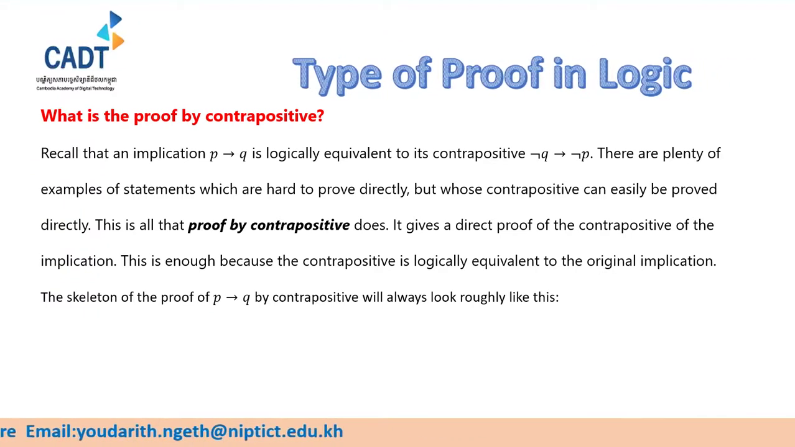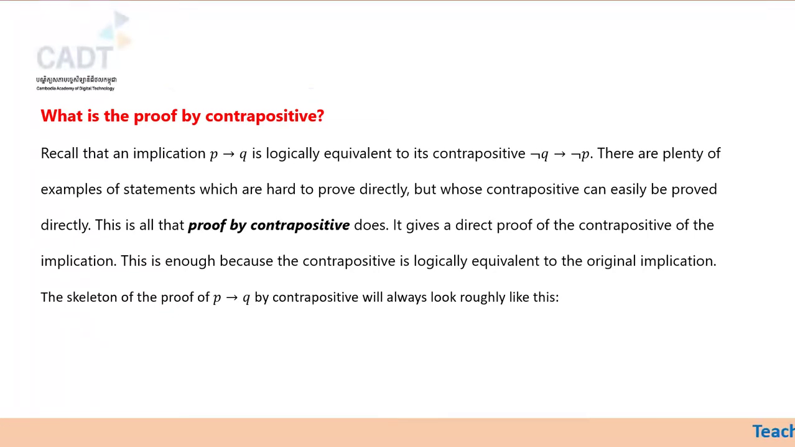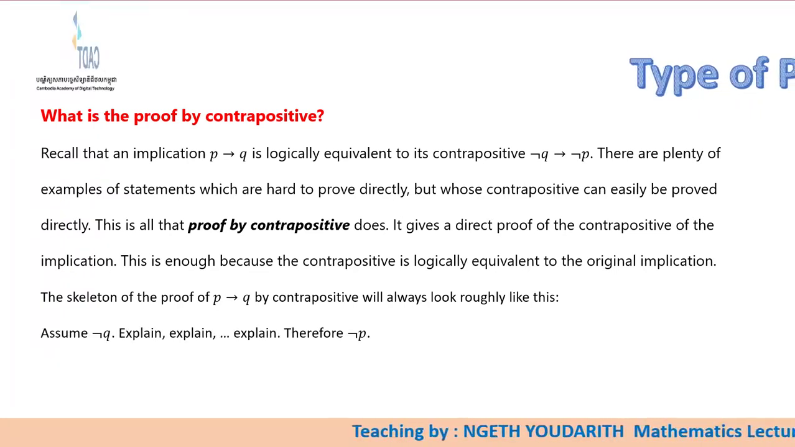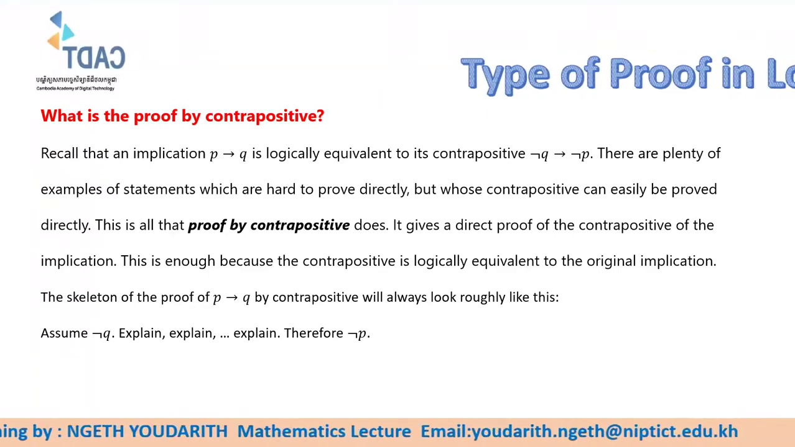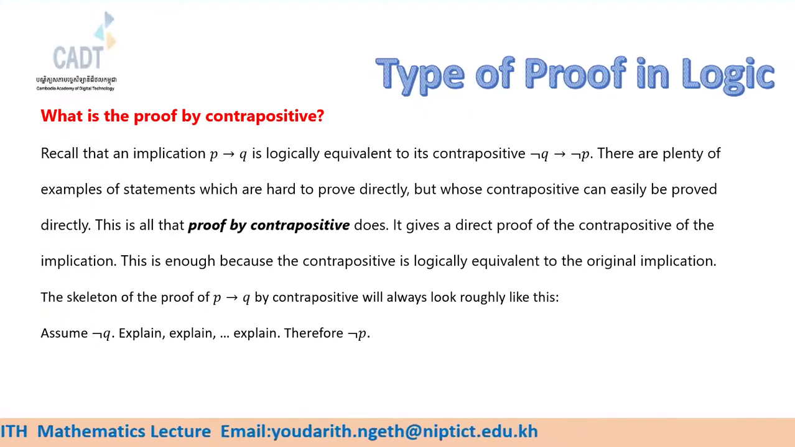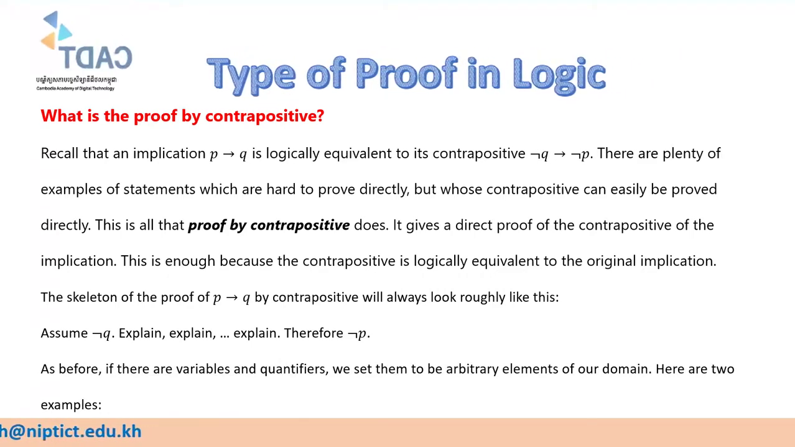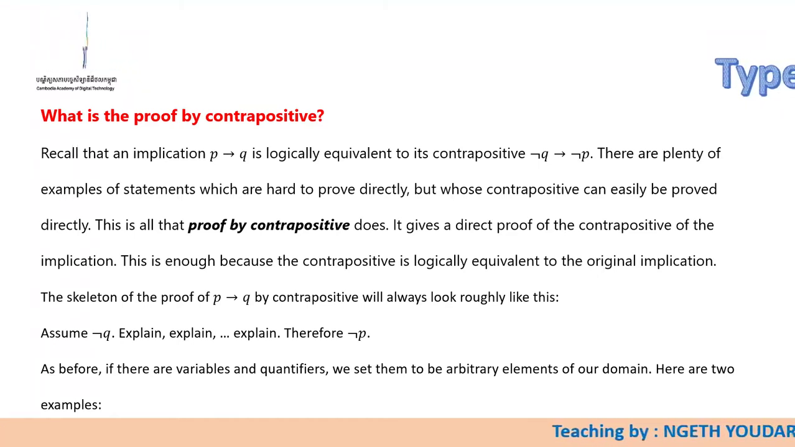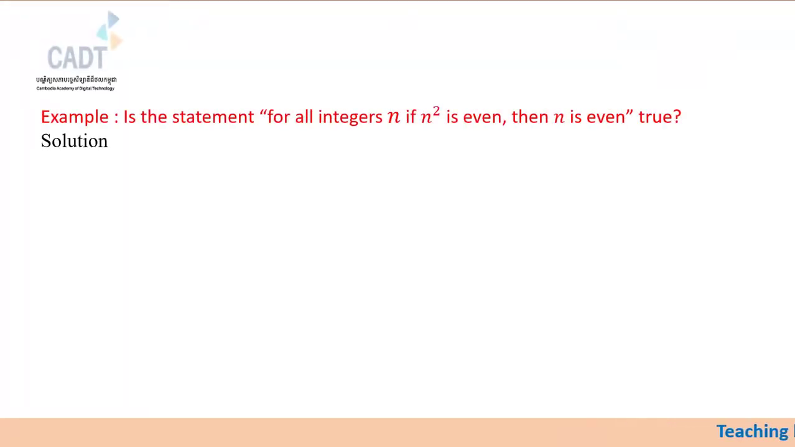The skeleton of a proof of P implies Q by contrapositive will always look roughly like this. First, assume not Q. Explain until we get not P. As before, if there are variables or quantifiers, we set them to an arbitrary element of our domain. So this is an example of our proof by contrapositive.